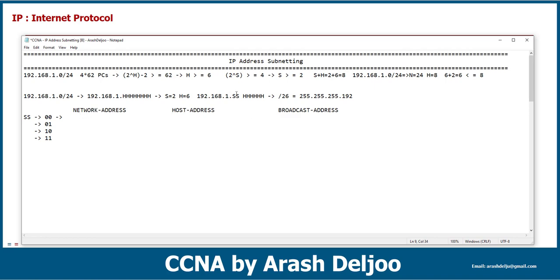First, for the network address, we can write 192.168.1. Here we are using the subnet bits as 00. And for the network address we need to use all of these host bits as 0. Let me write here 1, 2, 3, 4, 5, 6. That's it, /26. And for the second network, 192.168.1, with subnet bits 01 and again six zeros, /26.